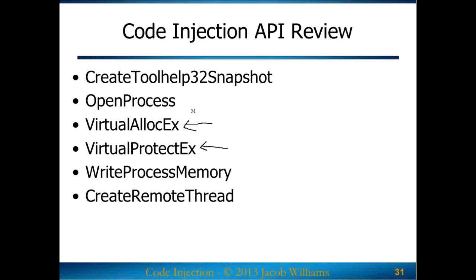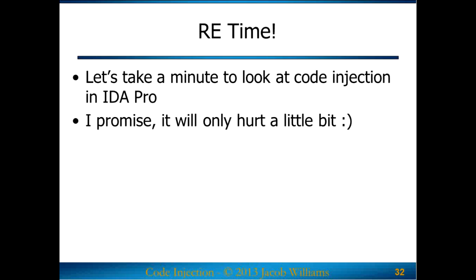Finally, we have WriteProcessMemory. That's going to write the code into our new remote process, or maybe just the name of the DLL, depending. And then we see CreateRemoteThread. And again, that's going to create that new thread of execution in the victim process.